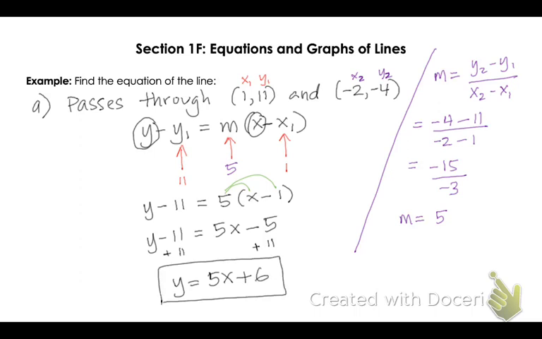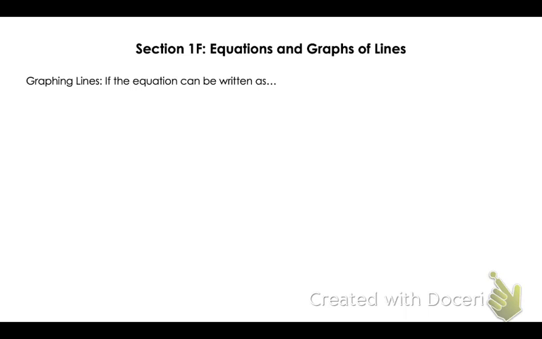So we know that that line's going to have a slope of 5 and a y-intercept of 6. And if you graph that one after we get to the next video, we'll see that that's exactly what happens. Okay, so that's how we find an equation of a line that's just kind of a regular, not vertical, not horizontal line. So we're going to do another one.